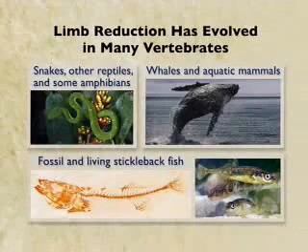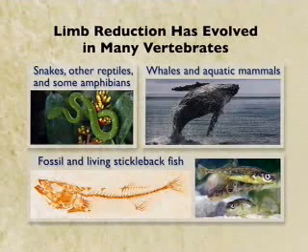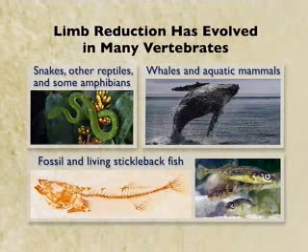Okay, I've gone through limb reduction in some detail. I think it's a great sort of trait. It's evolved repeatedly in lots of different animals. It's an example of a sort of macroevolutionary change that's seen in whales and manatees.